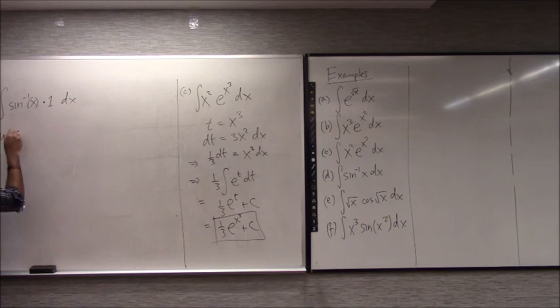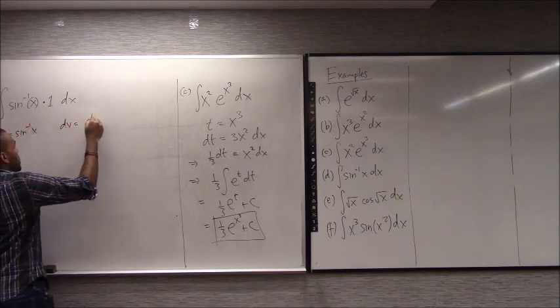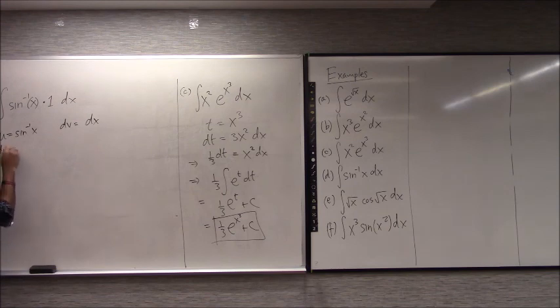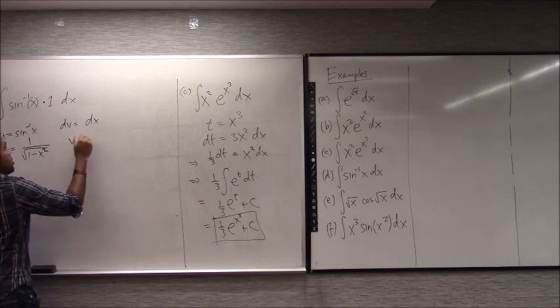So u is equal to sine inverse of x. Your dv is equal to 1 dx. What is the derivative of sine inverse? 1 over the square root of 1 minus x squared. And the integral of dv is just x.